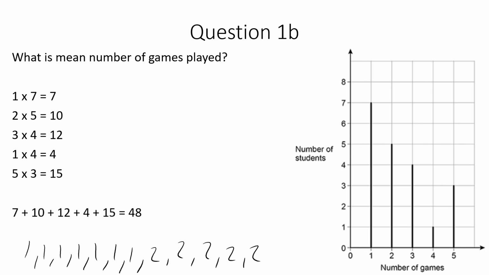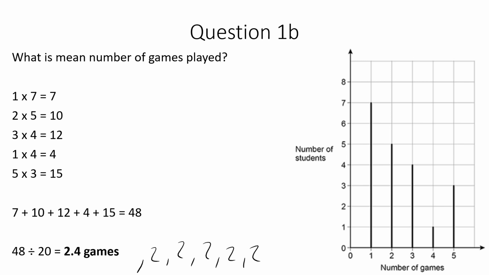You've then got to add all of those together. If you add together the multiplications you've got for each bar, that will give you 48. And remember, the question told you at the start, there were 20 students. So if we take that 48 and divide it by 20, you'll end up with 2.4 games for that one. Okay, so it's a little bit trickier than doing it from a list.